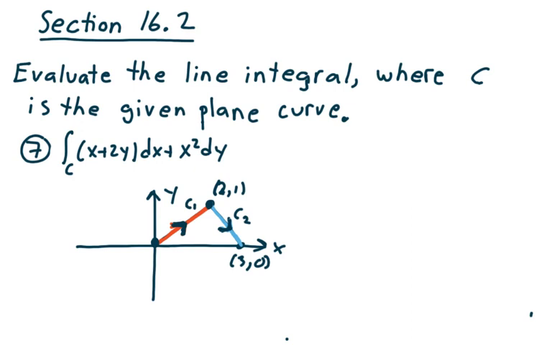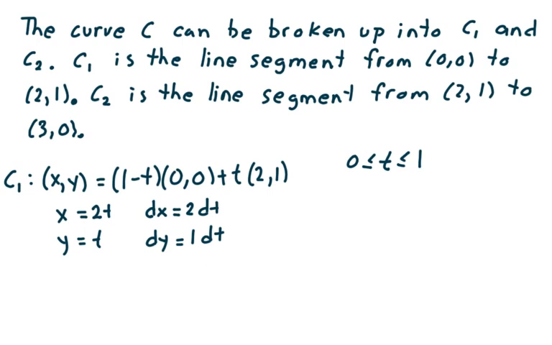C1 is a line segment that connects the point (0, 0) to the point (2, 1). C2 is a line segment that connects the point (2, 1) to the point (3, 0). Okay? And notice the arrow. In C1, the arrow points toward (2, 1), and in C2, the arrow points toward (3, 0). That's important.